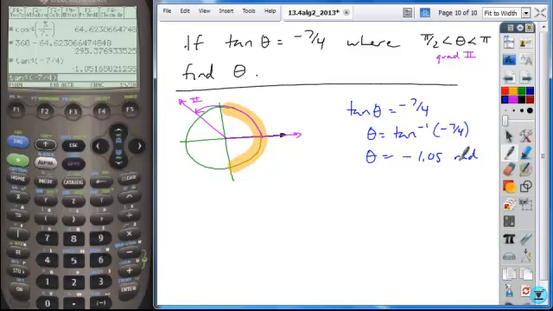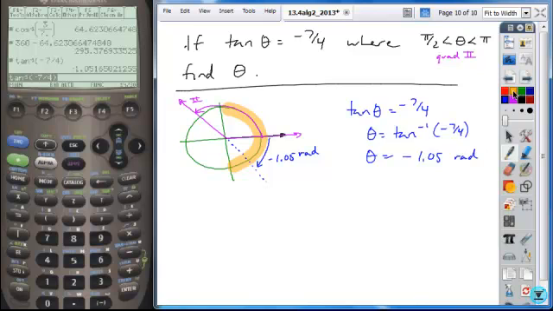So is the tangent that's a negative value going to be in quadrant 1 or quadrant 4? So this is going to be in quadrant 4, right? Technically what we're looking for, this angle right here, is -1.05 radians. Okay, so it's 1.05 radians in the negative direction.